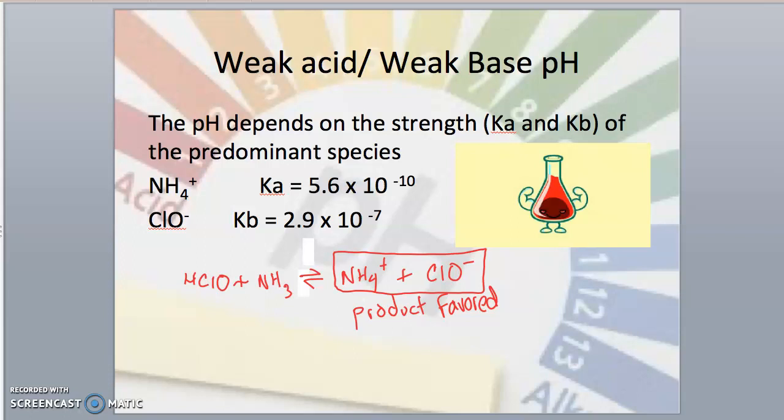Since the reaction is product-favored, we will have more products than reactants, so these will determine the pH of the system. The next step is to compare the Ka to the Kb of the favored species. In this case, the product-favored reaction has NH4+ and ClO- as products, so we will compare their K values. Since the Kb is larger than the Ka, this solution will be basic in pH.